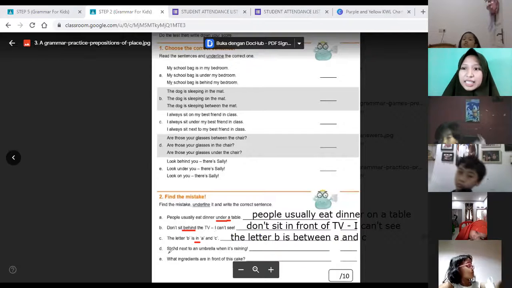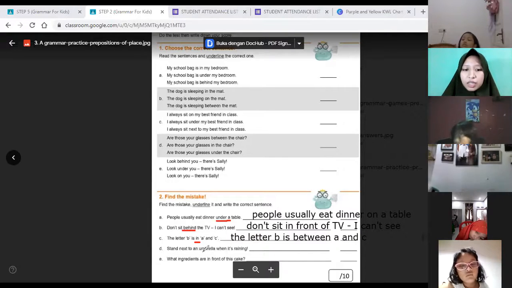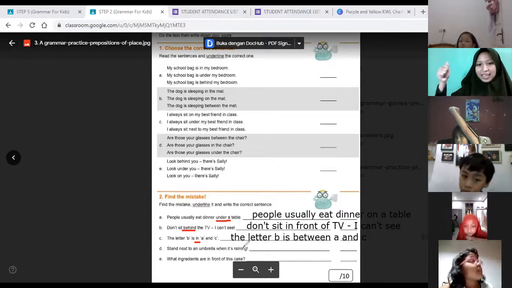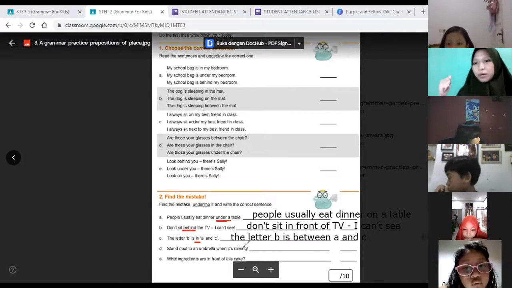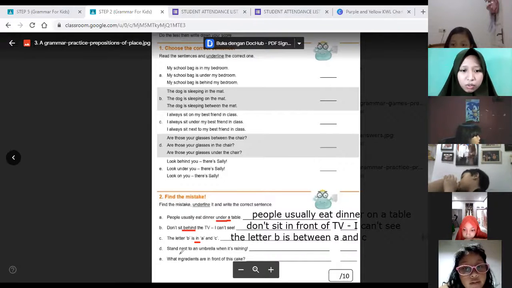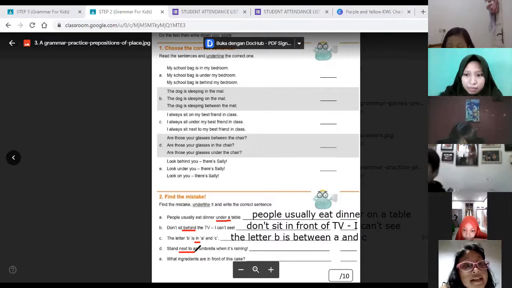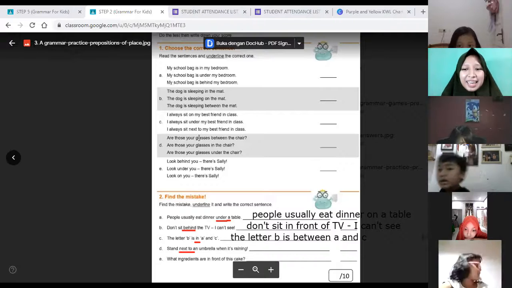Let's read everyone. Stand next to an umbrella when it is raining. You have to stand next to an umbrella when it's raining. What is the mistake? Next to. What is the correct one, everyone? Under. Okay. Under.